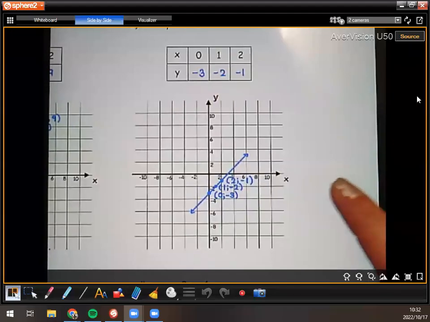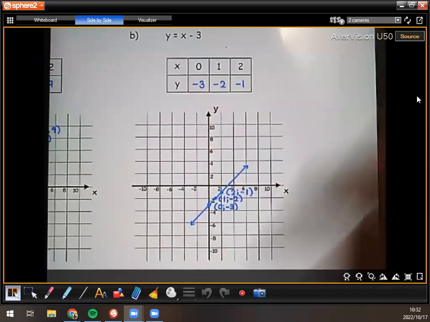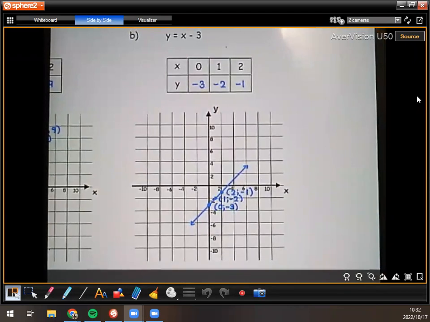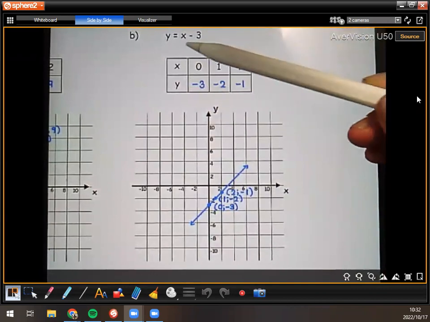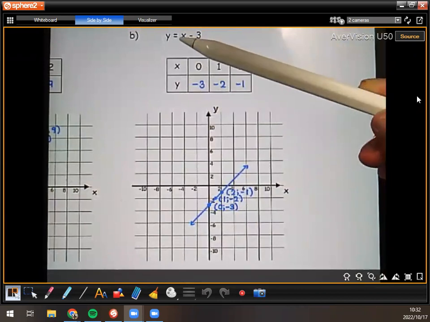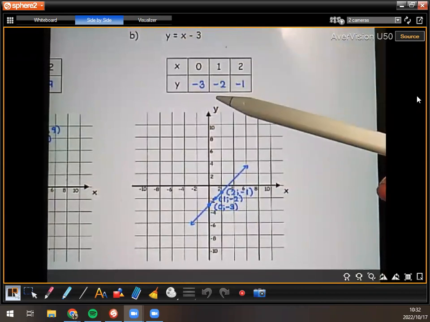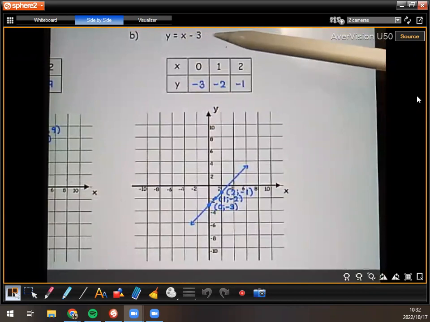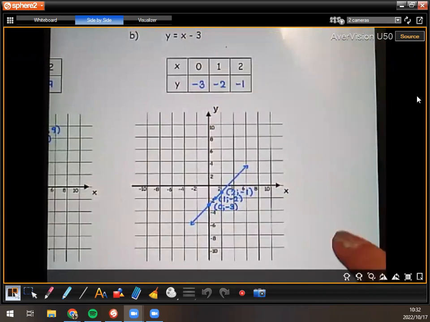Okay, guys, for this one, the equation was y equals x minus 3. So whatever x value is given you, you need to subtract 3 from it. That will then give you the y value, right? So if x is 0, it's 0 minus 3, which is negative 3. If x is 1, 1 minus 3 is a negative 2. If x is 2, 2 minus 3 is negative 1, right?